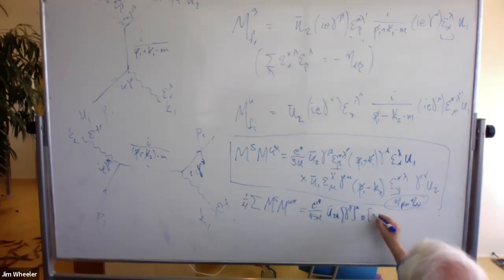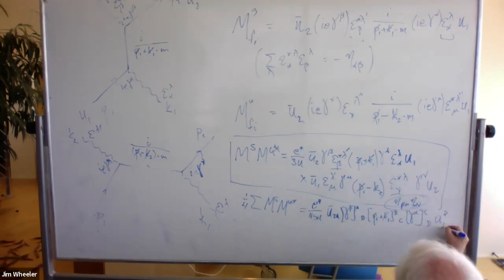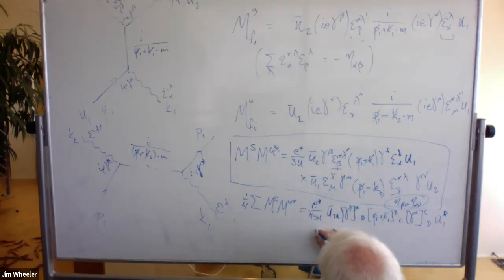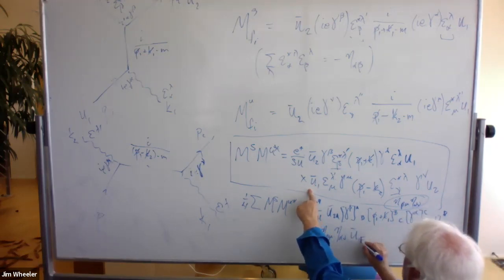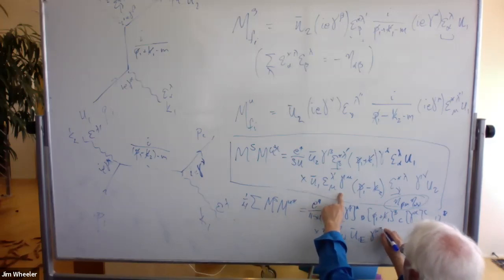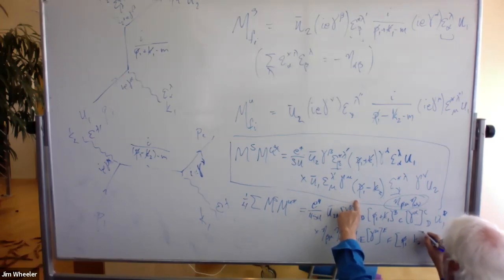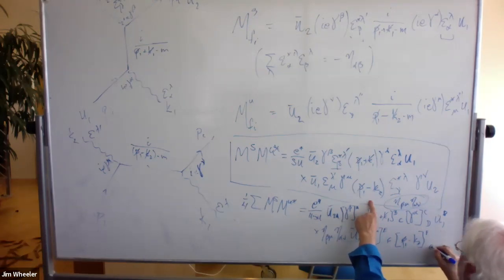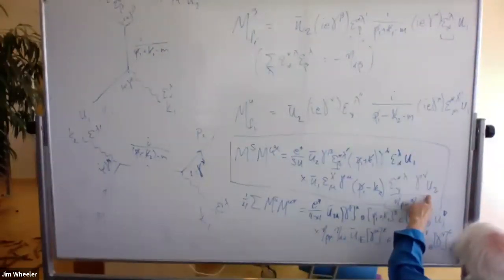Then we have P1 slash plus K1 slash BC, then a gamma alpha CD and a U1 D up times, let me put in the metrics here, times, U bar has an index down. And let's see, we've done D, so I'm gonna go to E here. Then we've gotten rid of the polarization, the gamma mu, as an EF, then P1 slash minus K2 slash is multiplied right in, that's FG. This gamma nu as a GH, and this U2 as an H.